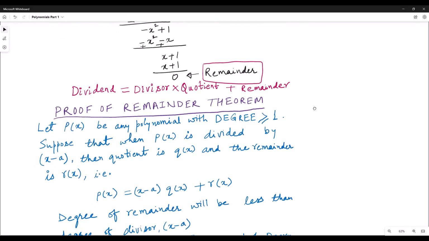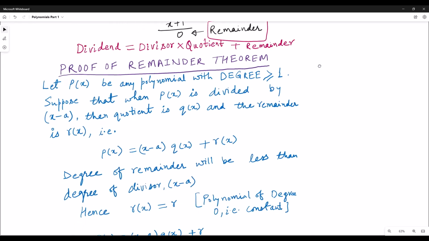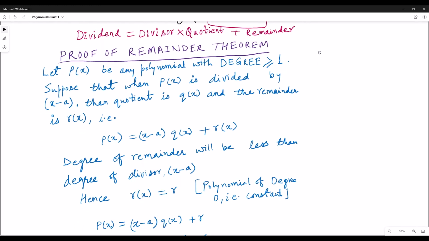So this is the proof of remainder theorem. Let p(x) be any polynomial with degree greater than or equal to 1. Suppose that when p(x) is divided by x minus a, then quotient is q(x) and the remainder is r(x). That is, p(x) equals x minus a into q(x) plus r(x). Degree of remainder will be less than degree of divisor x minus a.